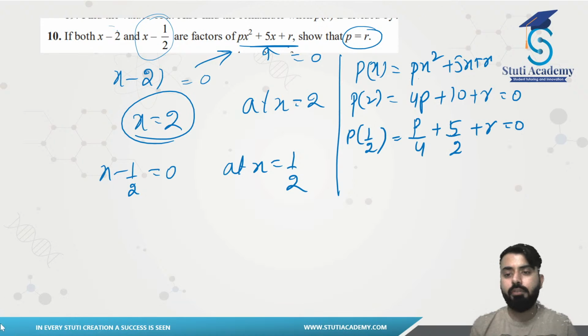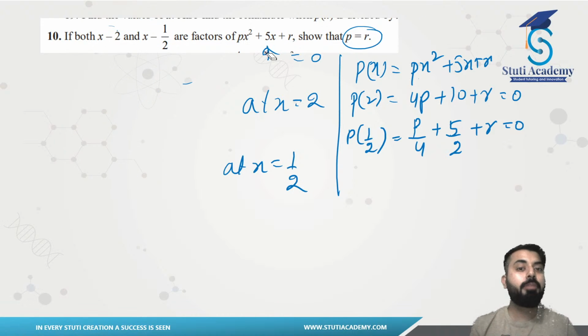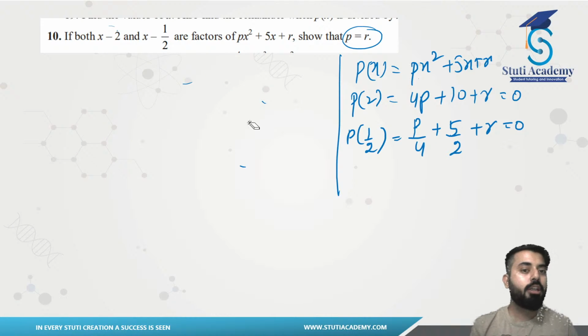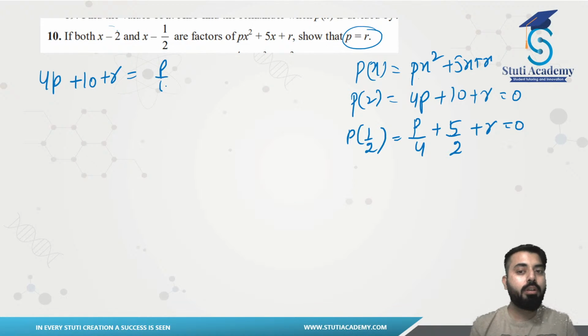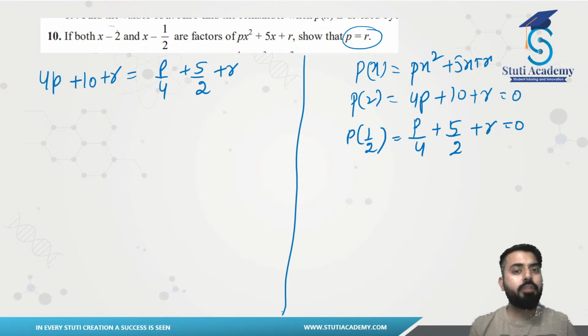So you guys see, we have to solve this one. So I am going to erase this. Both of the values are giving you the same remainder, that means they are 0, right? So p of 2 will be equal to p of 1 by 2. So if I put them equal, I have what? 4p plus 10 plus r equals to p by 4 plus 5 by 2 plus r. Now you have to solve them.